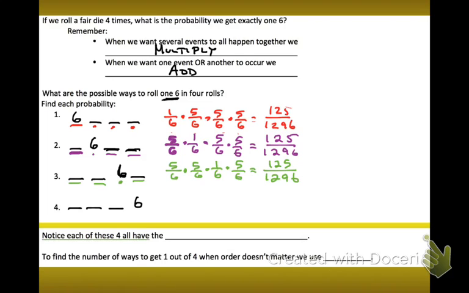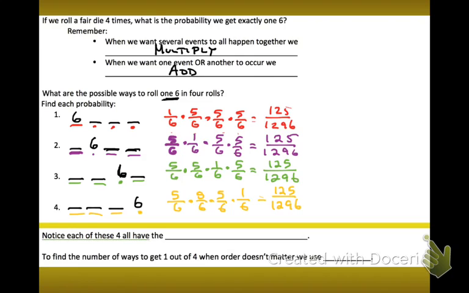And that last one down on the bottom there is going to give you almost the same thing. We have our 4 blanks, which are our 5s out of 6s. And our last one there, where we get our 6, is going to be 1 out of 6. So again, we would multiply those out and get 125 out of 196. Sorry, 1,296.